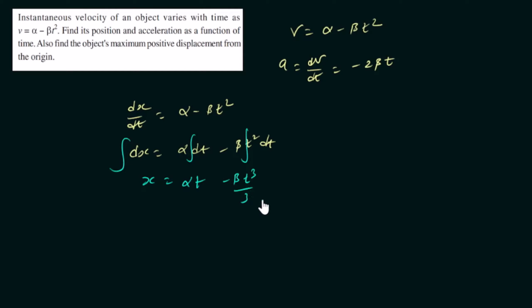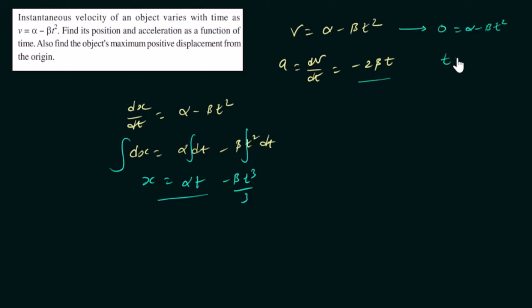So the position equation will be this one, and acceleration will be this. Also find the object's maximum positive displacement from the origin. So maximum positive displacement we have to find. For that, the object should come to rest after the motion. So let us take velocity to be 0.